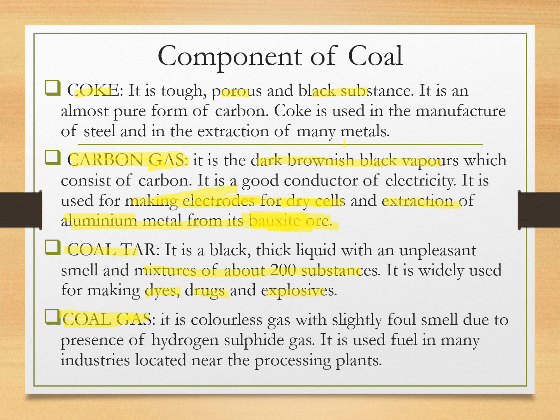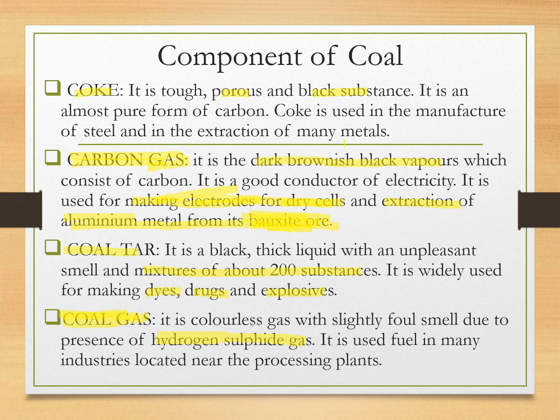Next, the last component of coal is coal gas. It is a colorless gas with a slightly foul smell. Why is there a bad smell? Due to the presence of hydrogen sulfide gas. So it has a very bad smell.